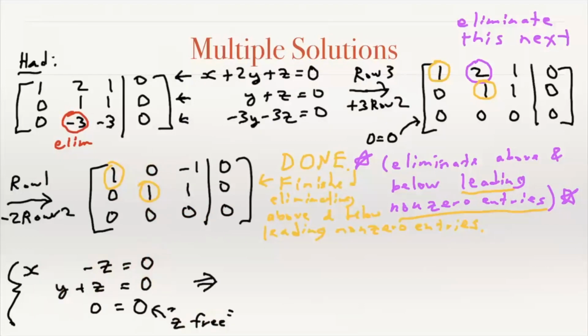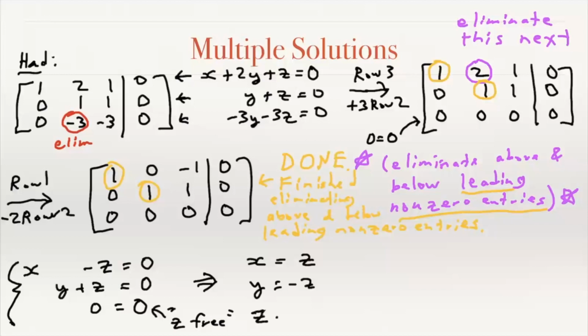And the thing about eliminating above and below the leading non-zero entries is that we can move the free variable, as we call it, this unbounded z, to the other side of both equations, like this. So this is the same as x is z, and y is negative z, and z can be anything. So we can generate all solutions by letting z be anything, and then we know what the corresponding x and y have to be. But there's more than this.